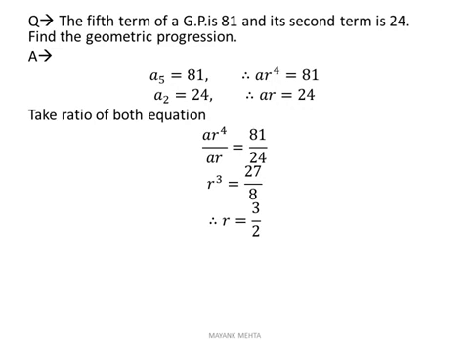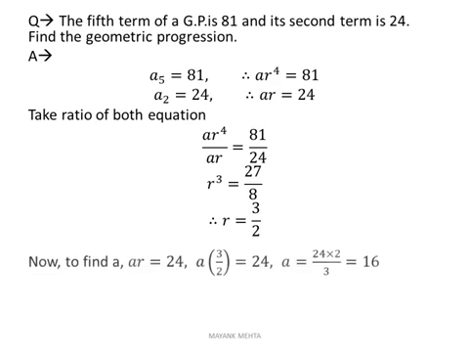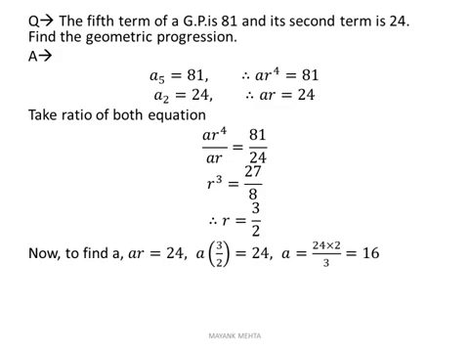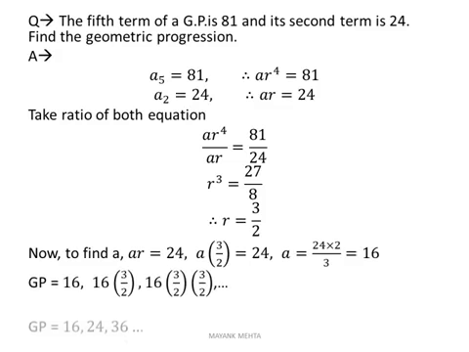अभी R की वैल्यू के ऊपर से हमको A की वैल्यू भी ढूंढनी पड़ेगी. You will need to find the value of A. So in any equation, the above two equations are there. In any equation you can put the value of R to get the value of A. For example, in second equation, AR is equal to 24. We will put R is equal to 3/2. So we will get A is equal to 16. So the GP is 16, 24, 36 and so on.